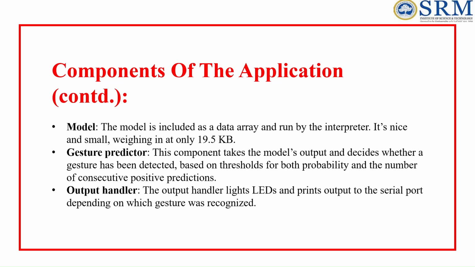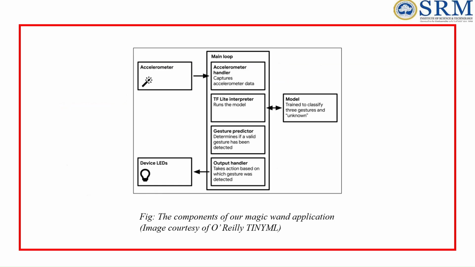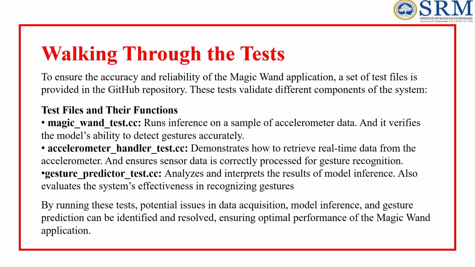So the system works as a pipeline. First comes the data capture, then it is followed by the model inference, then comes the gesture prediction, and finally the user feedback. So here are the components that we are using in a simplified block diagram. As you can see, the accelerometer, TF-Lite interpreter, gesture predictor, the model, and also the output handler are shown here. So moving next, before deploying the wand in real life, we need to ensure it works correctly.